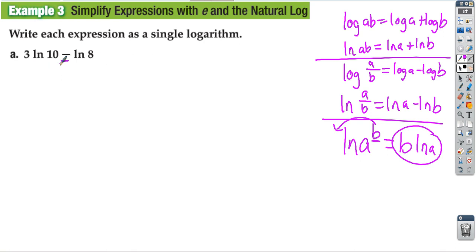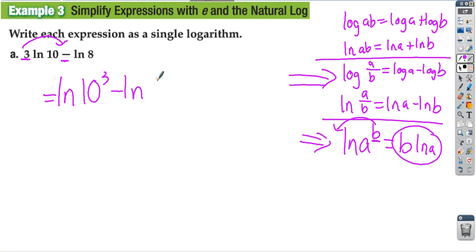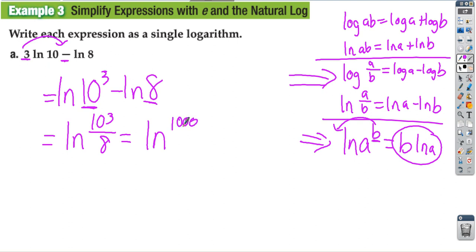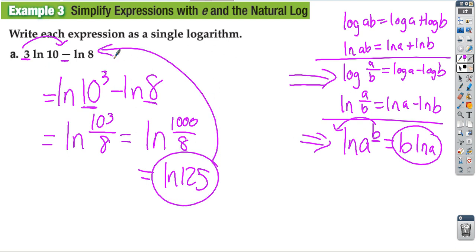Okay, so here we're subtracting, and if we look over here, this power right here, the division property, is the one where we subtract. So before we do that, let's take this 3 and slide it back up here as a power. That's this one right here. So this is the same as the natural log of 10 to the third minus the natural log of 8. And that's the same as the natural log of this number, 10 to the third, divided by this number. And 10 to the third is 1,000. So 1,000 divided by 8, and that is 125. So if you put that in a calculator and you put this in a calculator, you would get the exact same number. That's a nice way to check.